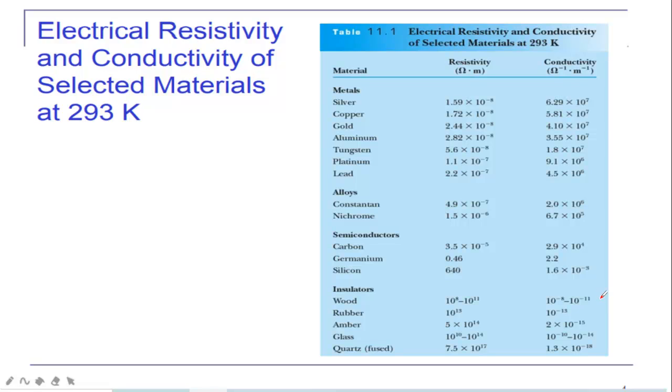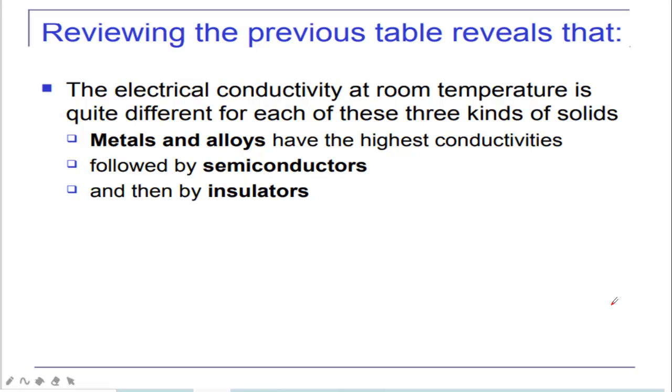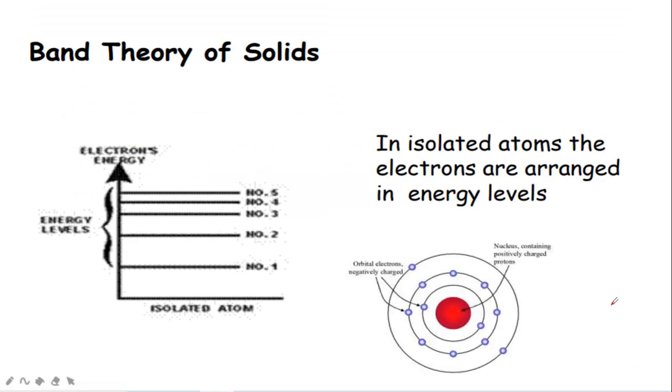So what results do we get by observing this table? The table reveals that the electrical conductivity at room temperature is quite different for each of these 3 kinds of solids. Metals and alloys have the highest conductivities, followed by semiconductors and then insulators. What is the reason? The reason is band theory.